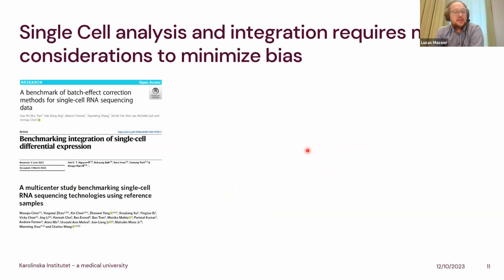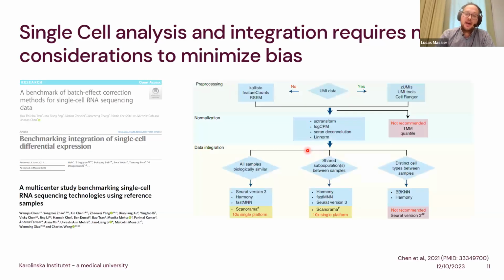So with this, I'd like to make a small excursion to integration methods. There's a ton of integration methods, and new integration methods are being published every year. There's also a number of very good studies comparing all these integration methods, and I just have 3 examples here on the left side. In this one example, Chen et al. discussed various pre-processing steps, normalization steps like SCTransform or log CPMs. And they also talk about the data integration. And I think all the 3 examples that they make here can be applied to adipose tissue.